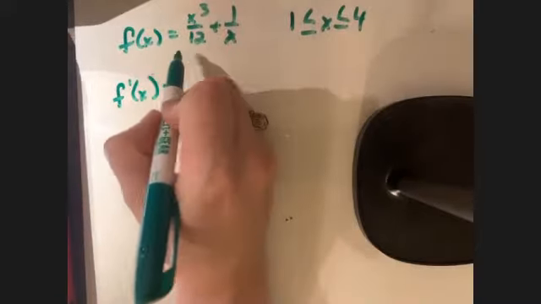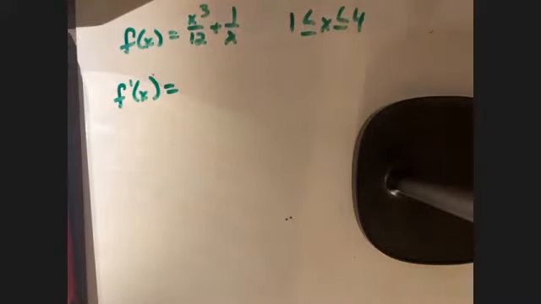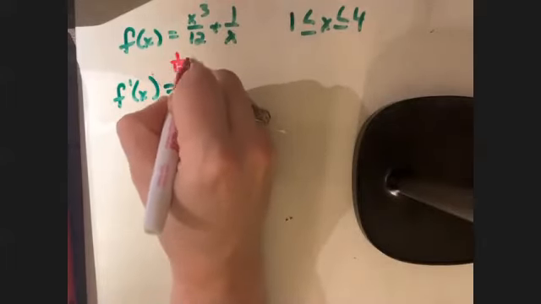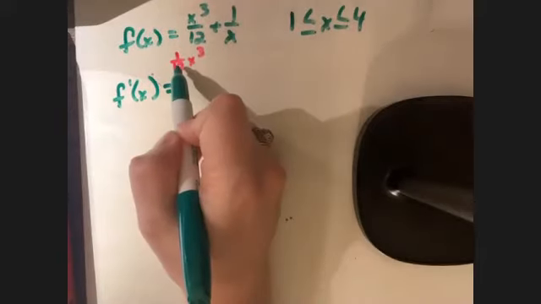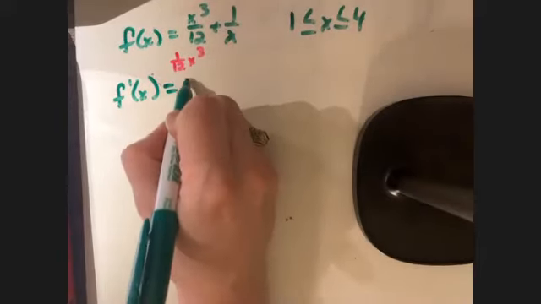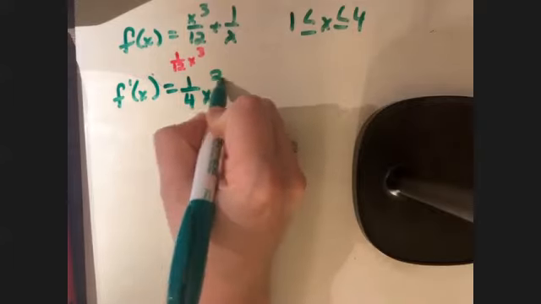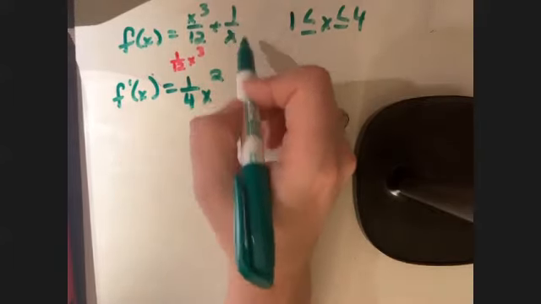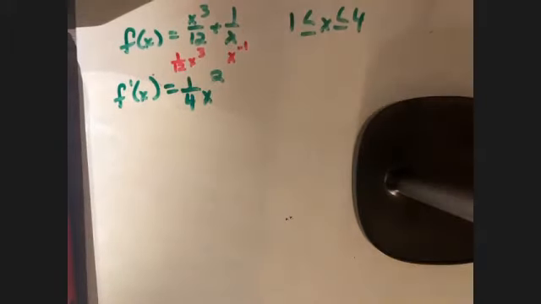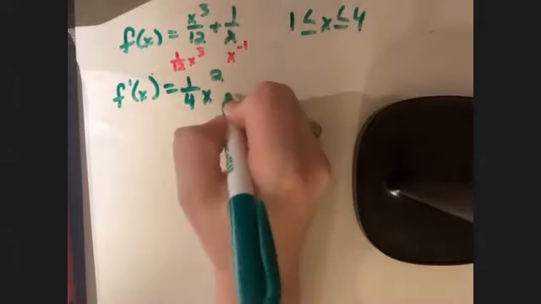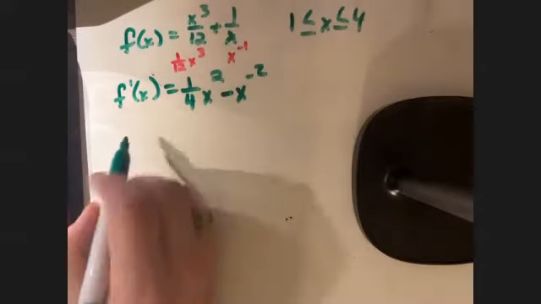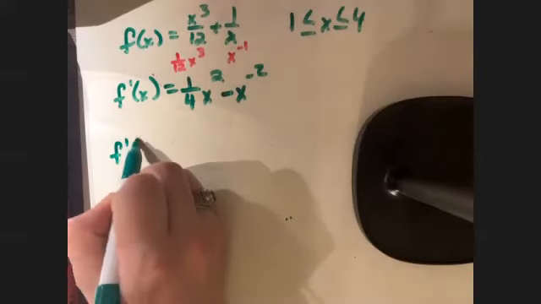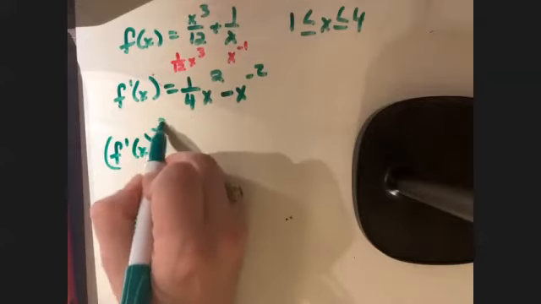Now, guys, just because my brain does not like to process this, that is 1/12 x cubed. So when that 3 comes down, that's going to be 3 over 12, which is 1/4 x squared. And guys, that is x to the negative 1. Think about exponents there on that one. So that is going to be minus x to the negative 2. And again, I need to have that lovely little bugger squared.